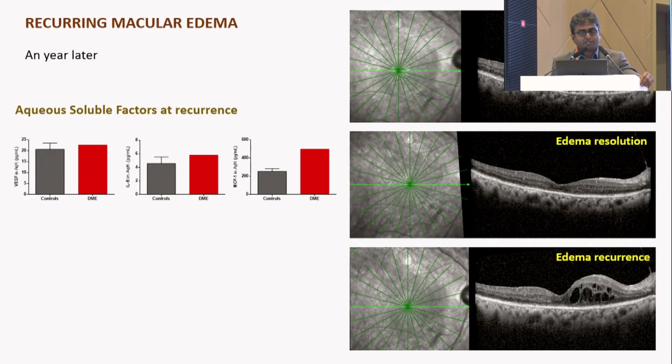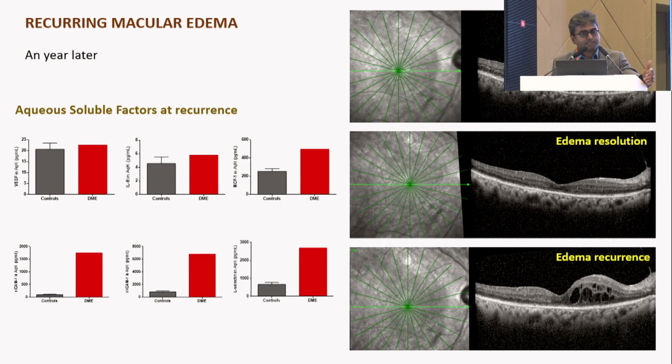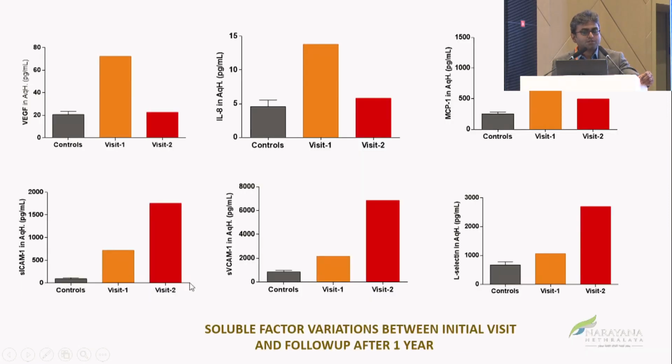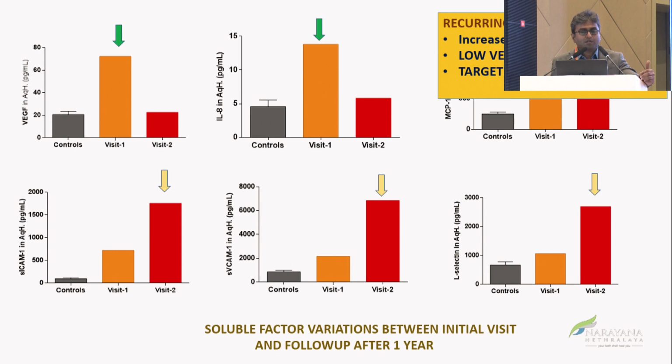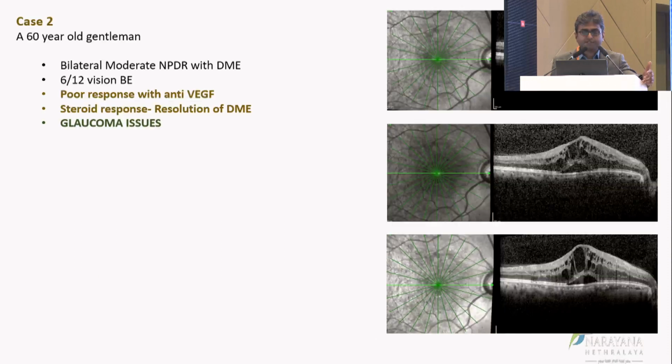But when the patient came in a year later, you can see that the VEGF had come down. So the factors have now changed. The adhesion molecules were on the higher side. This is a comparison across the first visit and second visit. It's a consecutive thing, and you can see the variations in these levels. So when you get to know what really causes macular edema, and sometimes recurring edema, this can help in better addressing these issues with targeted therapy if possible.